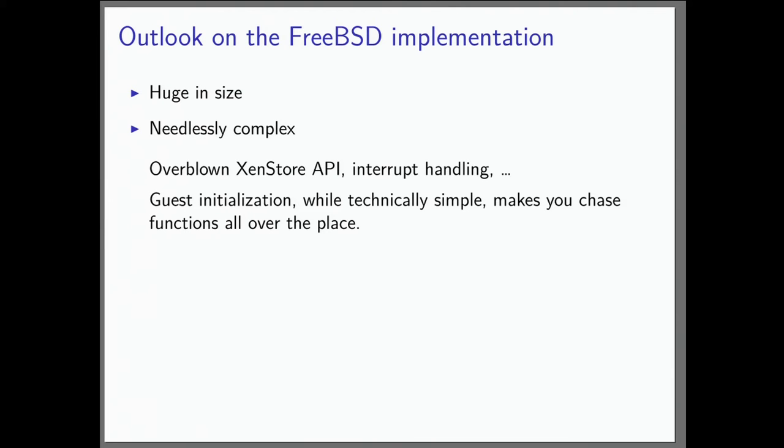It's extremely complex. A lot of the APIs that are implemented there are needlessly overblown. I must say that the FreeBSD interrupt subsystem is kind of nice, but it requires you to write a lot of stub code, code that doesn't really mean anything, it just has to be there because of the framework. Since we do not share the same framework with FreeBSD, that has to be rewritten. The guest initialization itself is a rather simple task in Xen. It's about 4 functions, but the problem is that they're all over the place in the FreeBSD tree, and it makes you go and chase function calls, and so on and so forth.